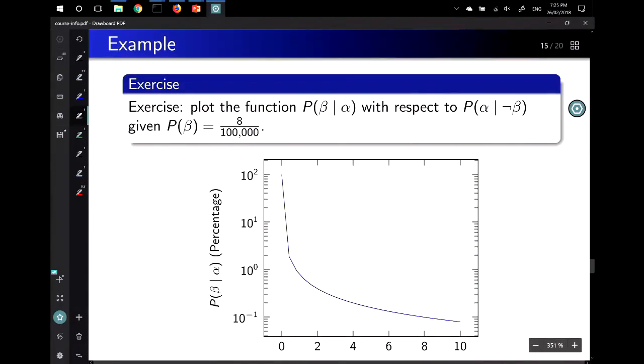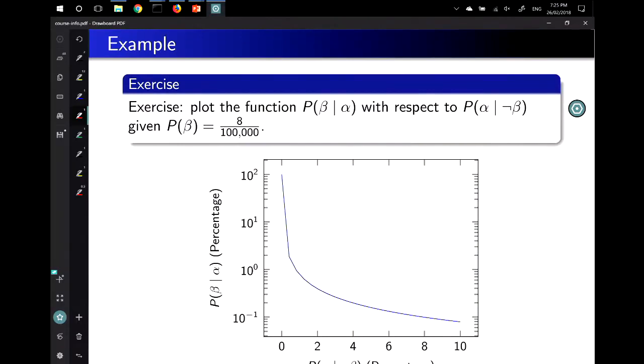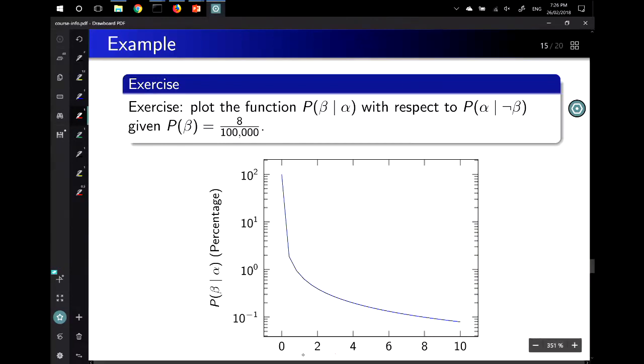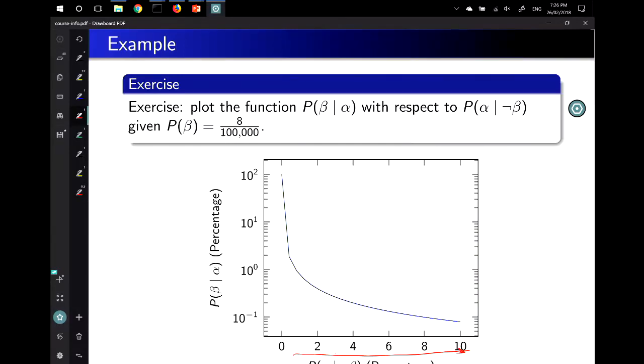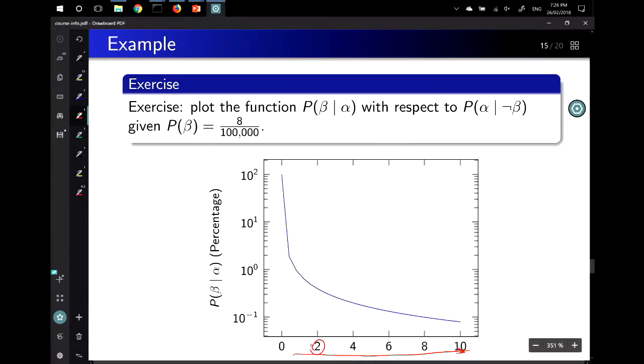And in fact, I do encourage, in a Python notebook, you can do plotting very easily. So if you really plot the function, you can see that, again, you cannot see the x-axis. I think it should be alpha given not beta. This axis is the value that we are not given, but basically it's in percentage. So 10 means 10%, so 10 means false positive is 10%. So if the false positive is even 2%, you can do this kind of thing.